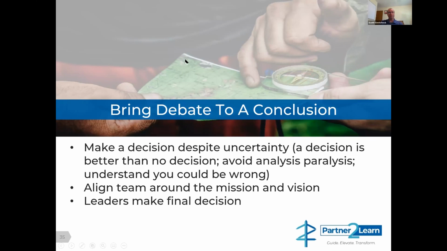And then bring debate to a conclusion. This is what so many teams do so poorly. We need to bring that debate to a conclusion. So again, make that decision despite uncertainty. A decision is better than no decision. Avoid analysis paralysis. Understand that you could be wrong. Even a wrong decision is better than no decision.